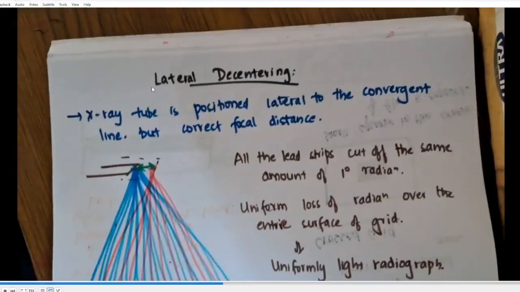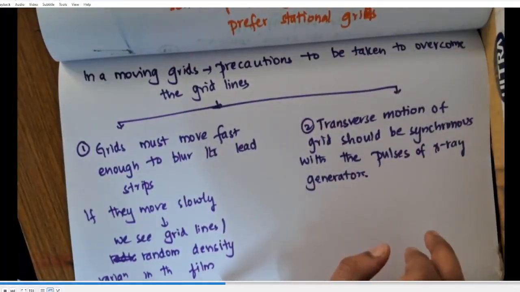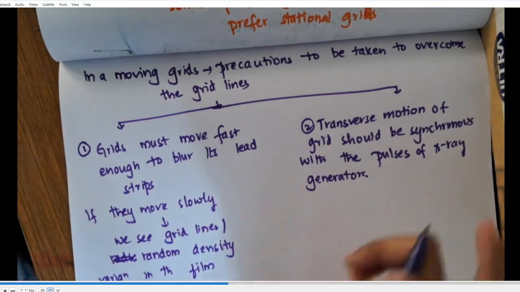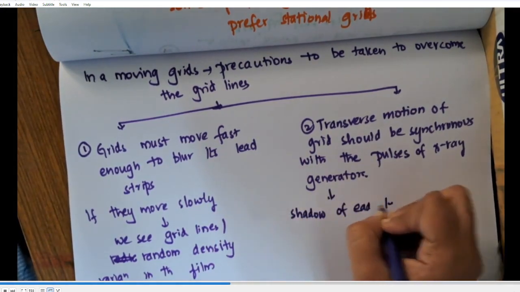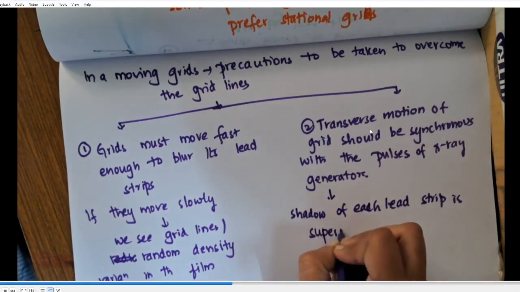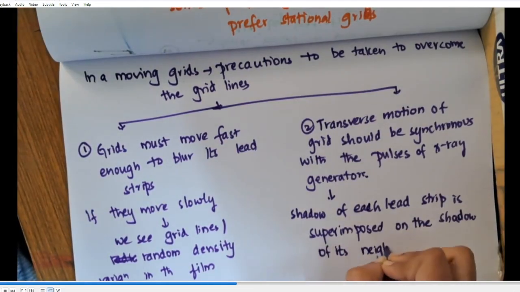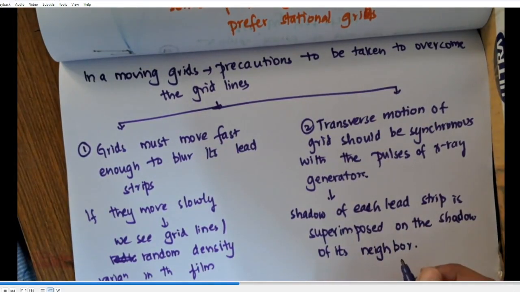If the X-ray tube is moved laterally, or if the grid is above the focal point or below the focal point, all of these will result in grid cutoff, which we have already seen in the previous classes. Now, when this happens, the shadow of each lead strip is superimposed on the shadow of its neighbor. So each pulse produces a faint image of the lead strip.